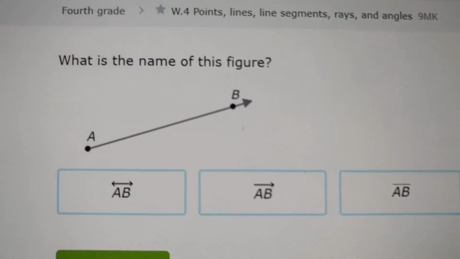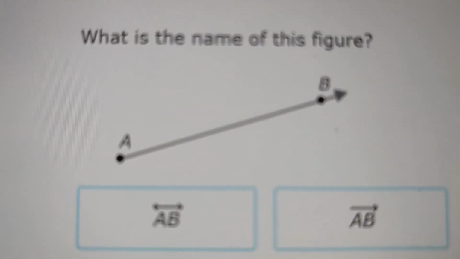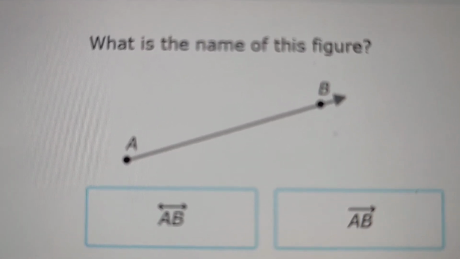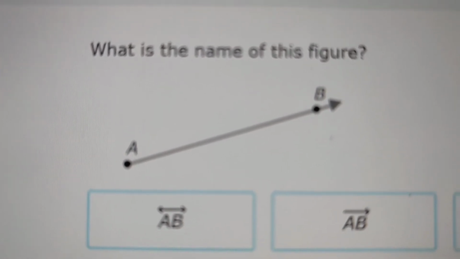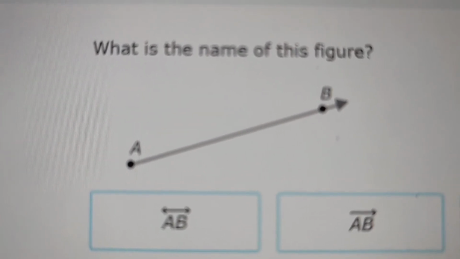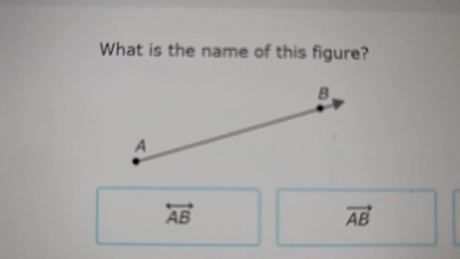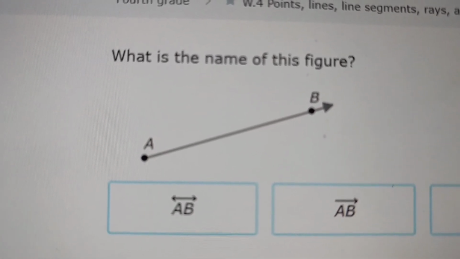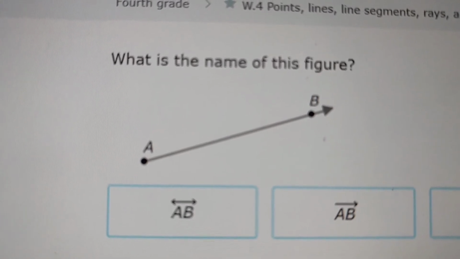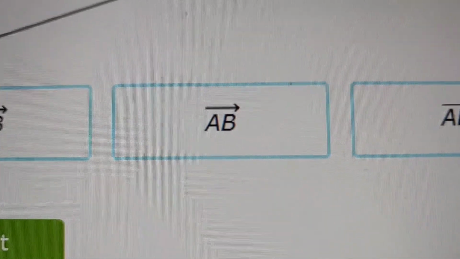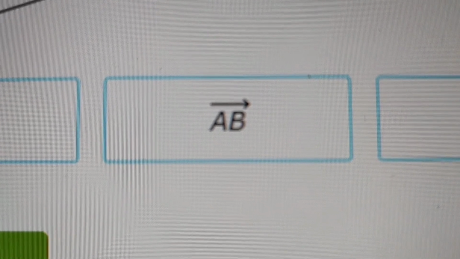Okay, welcome back. This is ray AB. And notice since it's starting at point A and going past point B forever and ever, that we would not call this ray BA. We have to say ray AB, which shows that it starts at point A and then goes towards point B and then past point B forever and ever. And here's the choice that shows ray AB.